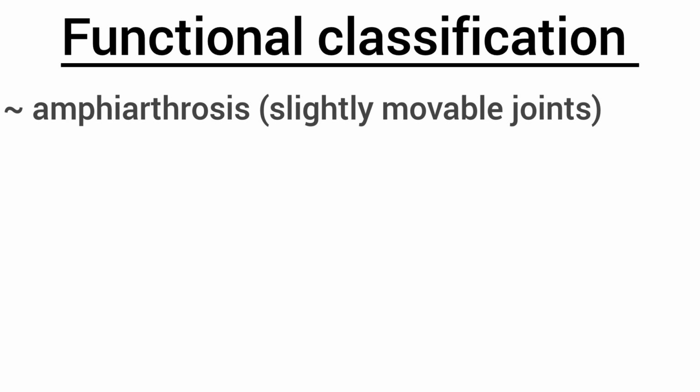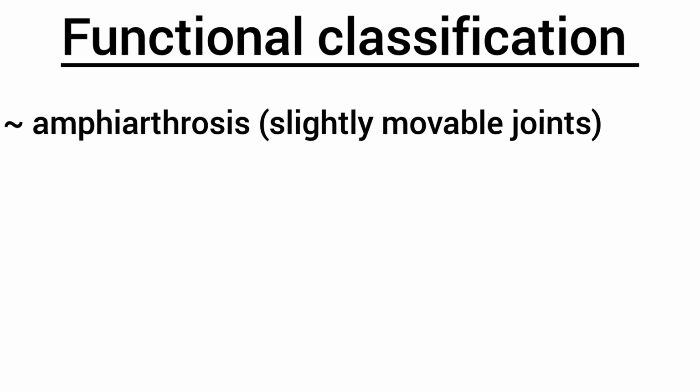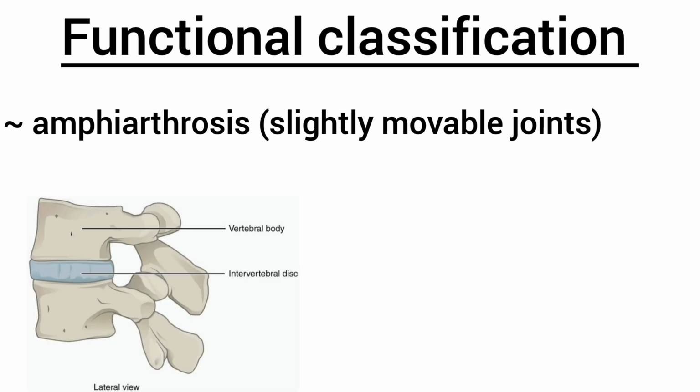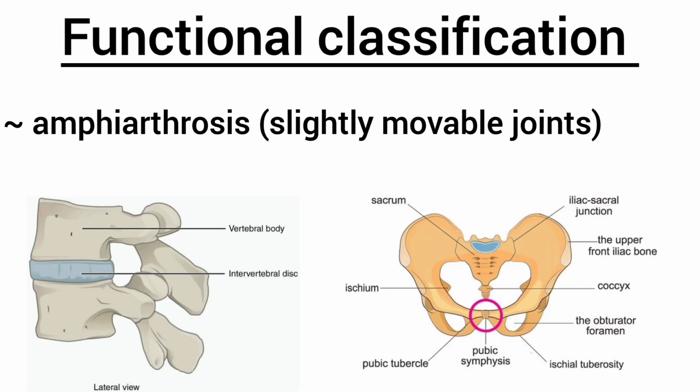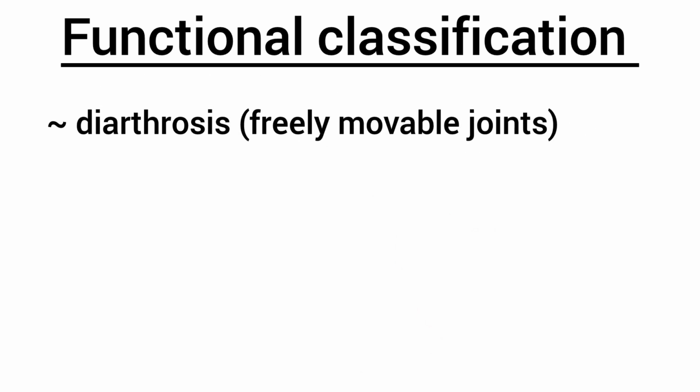B. The amphiarthrosis. They are slightly movable joints. These joints allow limited movement, providing a balance between stability and mobility. Examples include intervertebral discs and the pubic symphysis. C. Diarthrosis. They are freely movable joints. Diarthrotic joints are freely movable and they correspond to synovial joints.